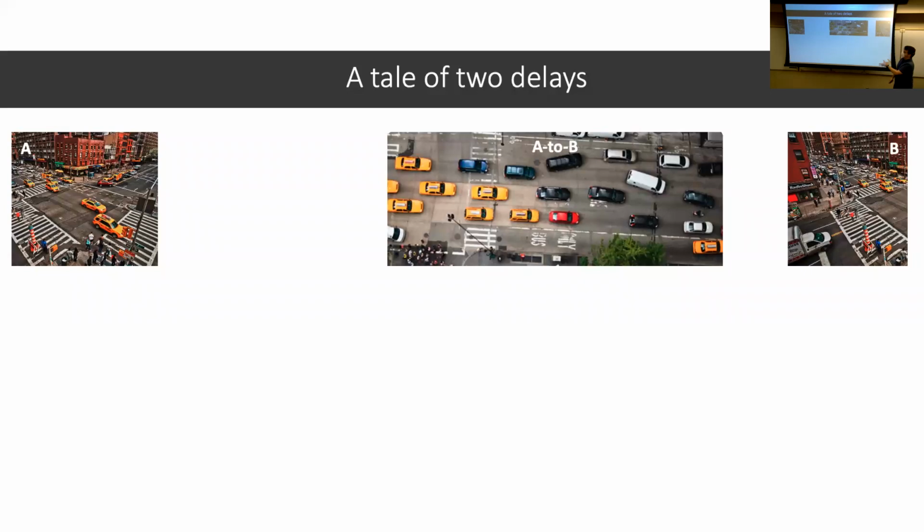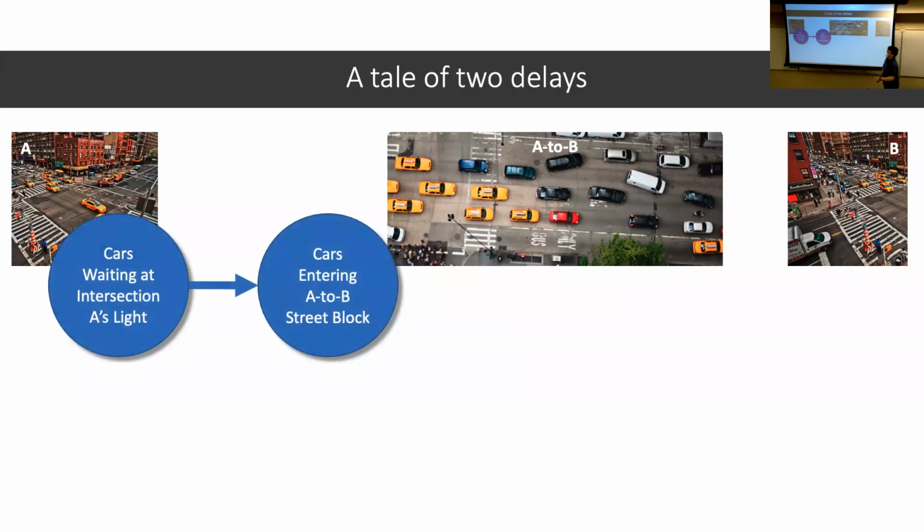Before I ask for questions, I want to contrast smoothing and fixed delays in a concrete, no pun intended, example from traffic. I've got cars waiting at an intersection, say at intersection A's light. Imagine that light changes from red to green. Then cars will start streaming into the block between intersection A and intersection B.